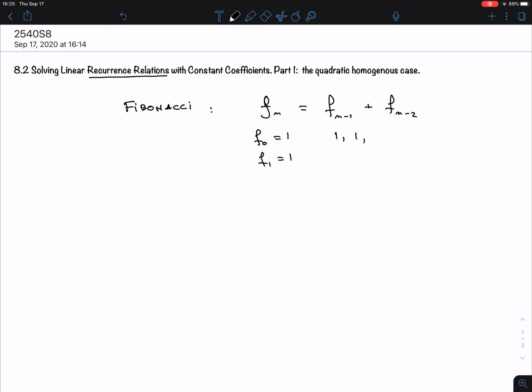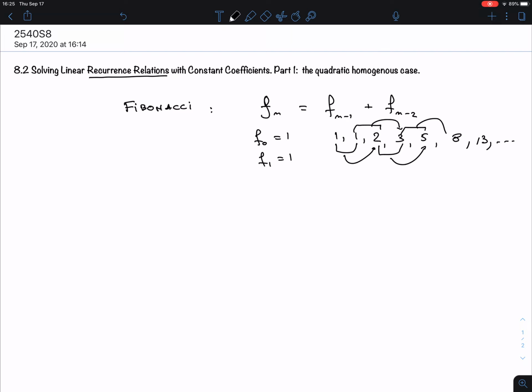F2, I'm going to just write them down, is the result of adding these two, that's 2. And then you add these two and you get 3. And then you add these two and you get 5. And you keep repeating this, and then you get 8. And then the next one will be 13, etc.